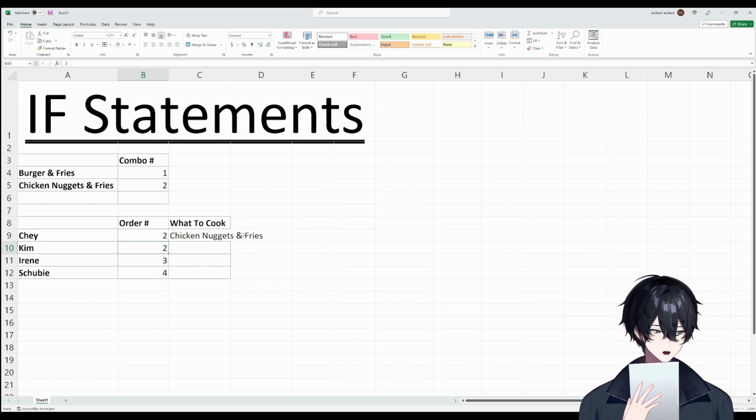Then we have something called a nested if statement. It's if this, then look for this. If it's not that, then look for this. And if it's not that, then look at this. So we're going to add another item to this menu. We're going to add milkshakes and fries.